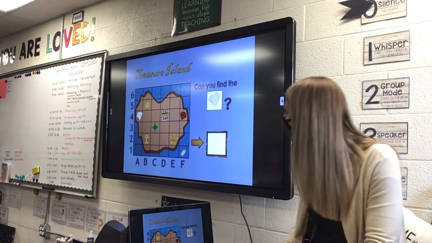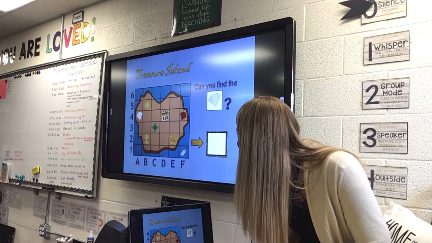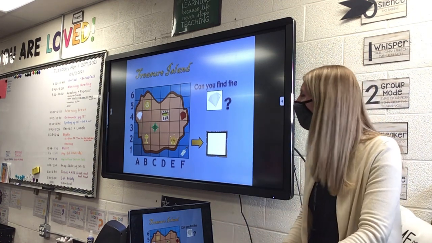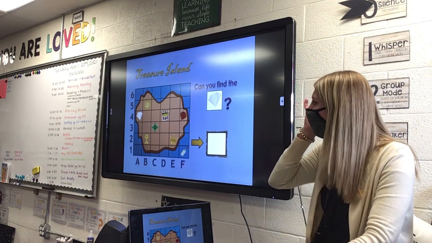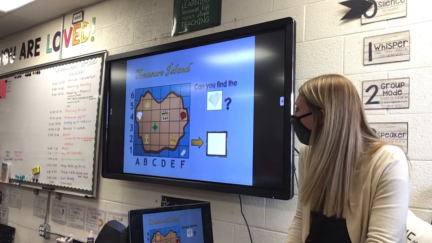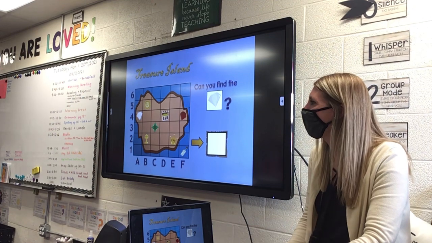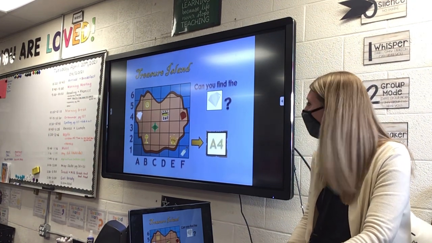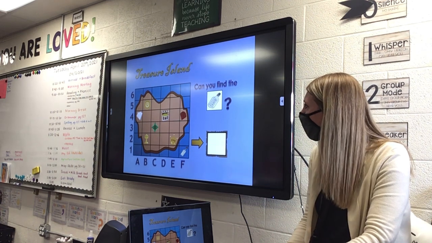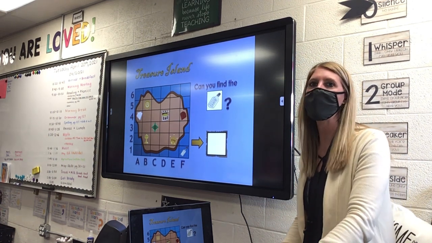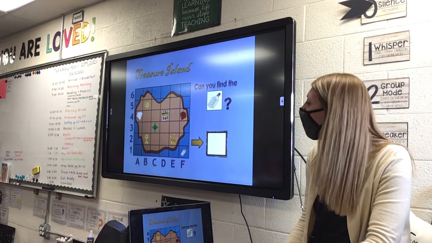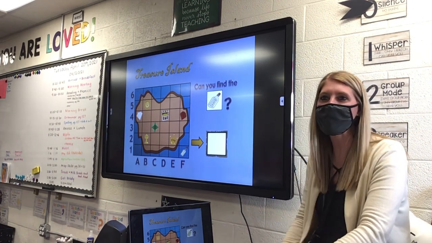How about this next one? It is... Oh yeah, it's a white diamond. I couldn't find it at first. It's kind of hiding. I thought it was paper. No. Libby, what do you think? A4. A4. Good job. All right. How about this message in a bottle? What do you think, Kinsley? F1. F1. It's right in the corner there. Good job.